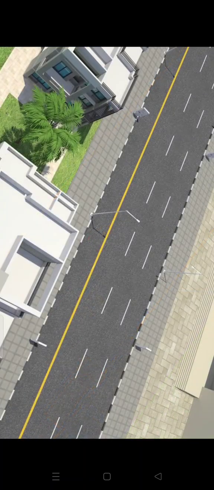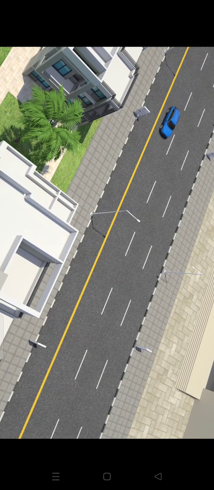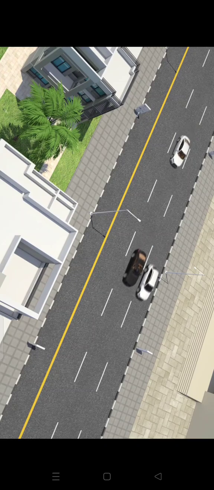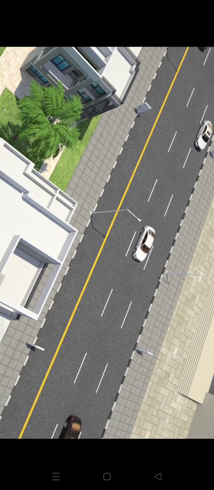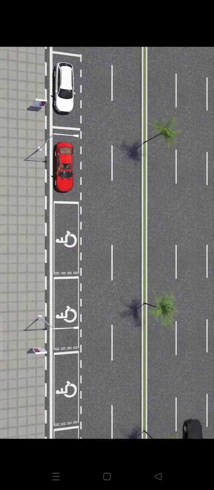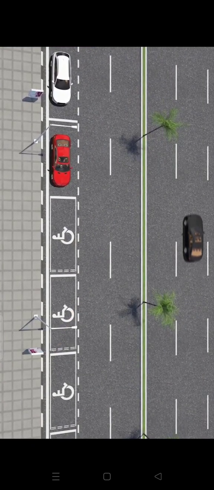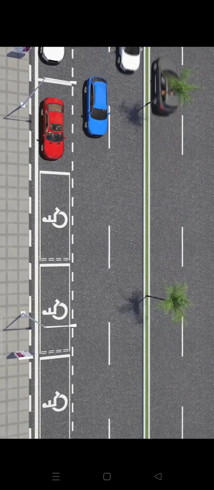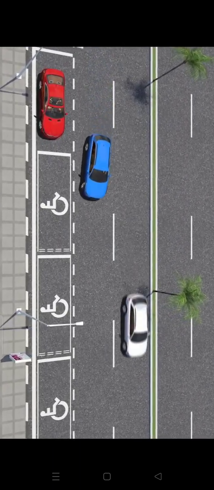Road edge determination. This mark is used to guide the driver to know the edge of the road. The line is either white or yellow. Handicaps parking. This mark is used to guide and help road users to find handicaps parking.